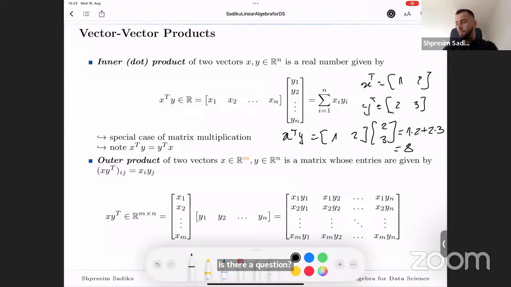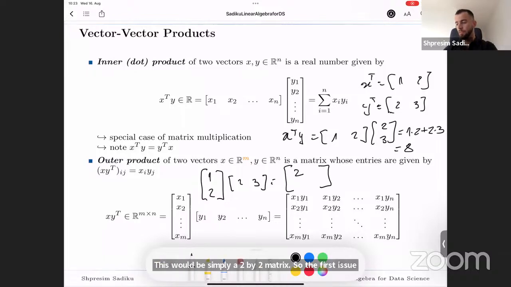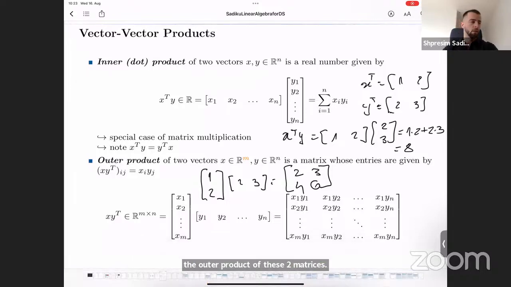So in case of the vectors that we had from before, we would have 1, 2 times 2, 3. And this would be simply a 2 by 2 matrix. So the first entry would be 2. The second would be 3. Here we would have 4, and 2 times 3 we would have 6. So this would be the outer product of these two vectors. All right.